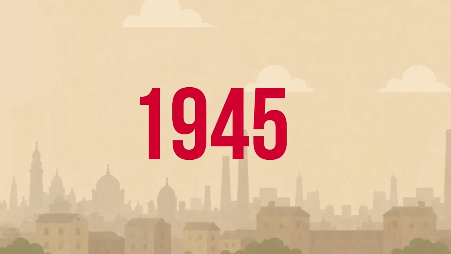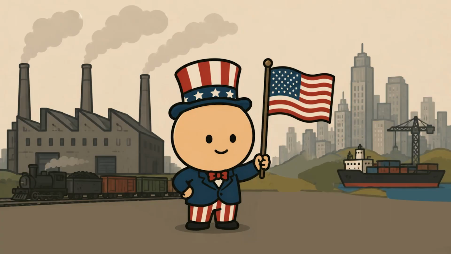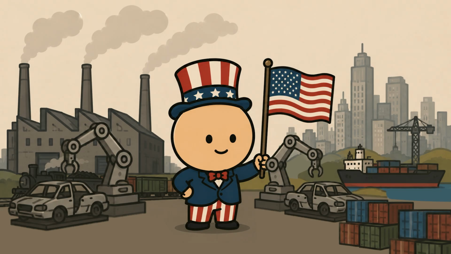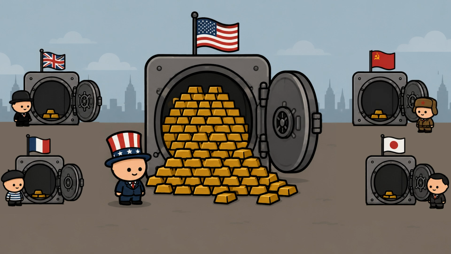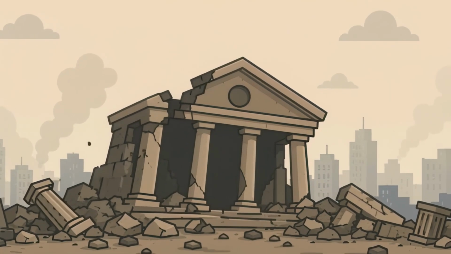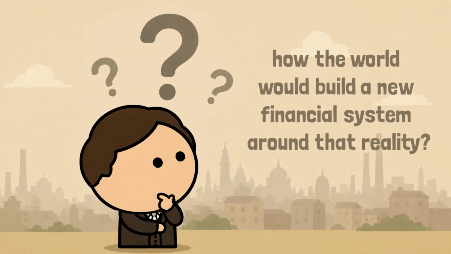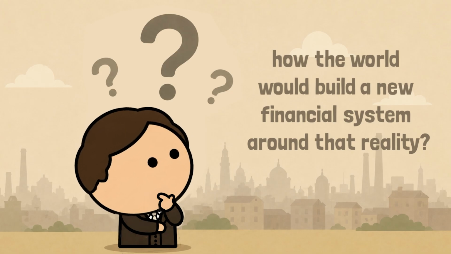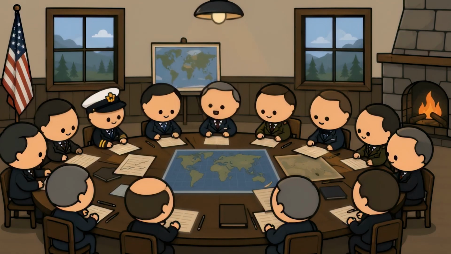By 1945, the numbers told the story. The United States had the world's largest economy. It produced an enormous share of global industrial output, and most importantly, it held the majority of the world's gold reserves. Remember the rule of the gold standard: no gold, no credibility. And America had the gold. By the end of the war, the old financial order was gone. The question was no longer whether power had shifted. It was how the world would build a new financial system around that reality. The answer would come in 1944, at a small conference in New Hampshire.